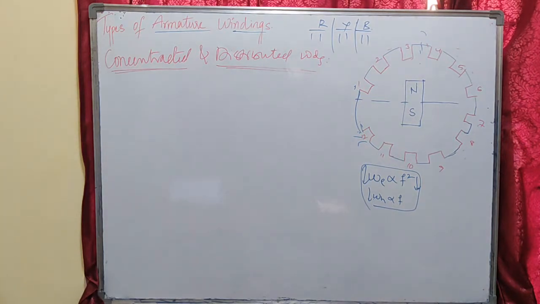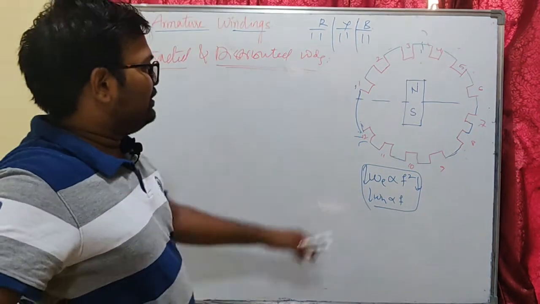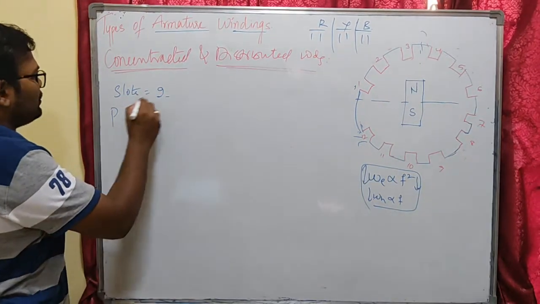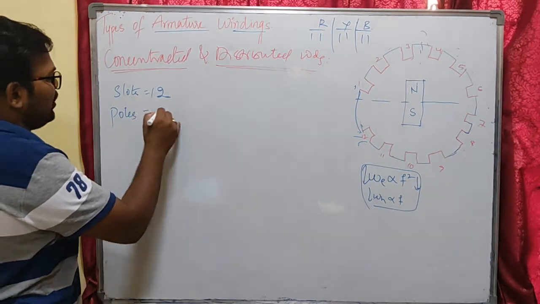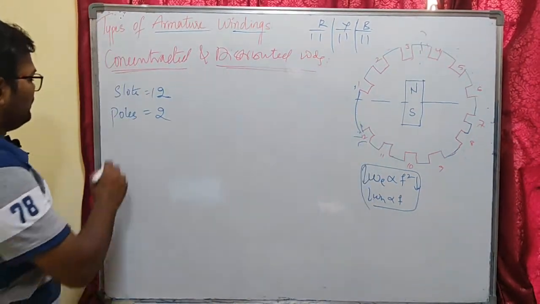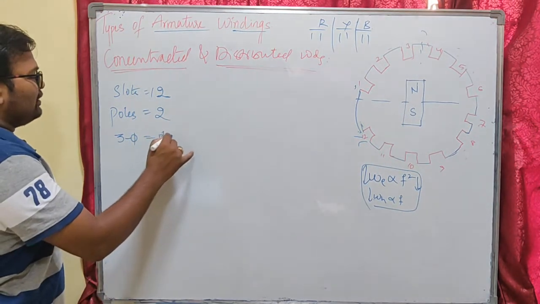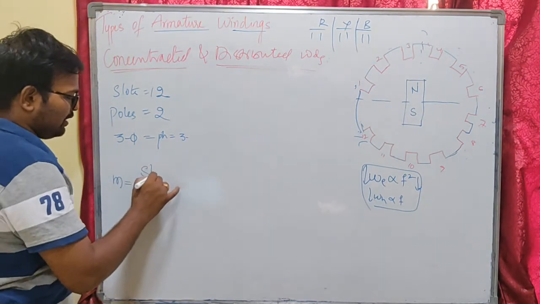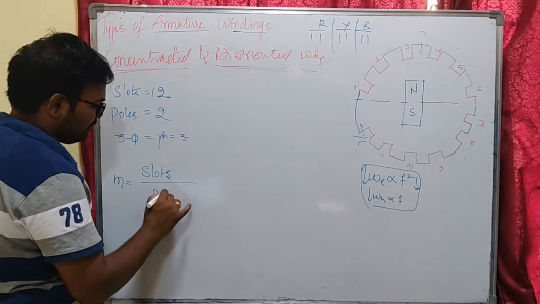In three-phase alternators, we have seen that there are different sets of windings, each for a phase. Depending upon the total number of slots and the number of poles, we have certain slots per phase available under each pole. This is denoted as M. Here you can see the number of slots is 12 and the number of poles is 2, and it is a three-phase system. The number of phases is equal to 3. Here M is nothing but the number of slots per pole per phase.